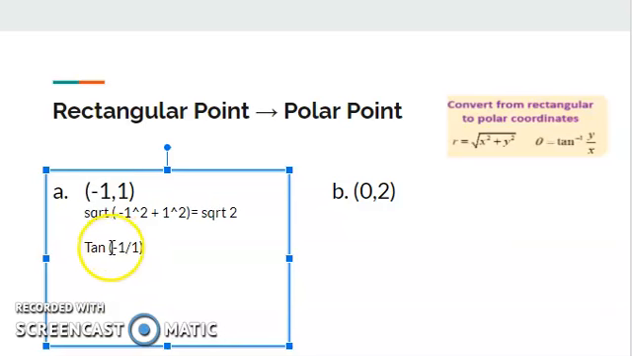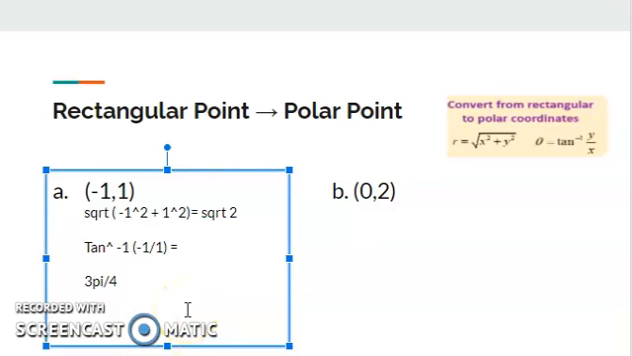So the tan inverse just means that we are trying to find what angle in radians on the unit circle has a tangent value of negative 1. So if we use the unit circle, the angle that has a tangent of negative 1 is 3 pi over 4.